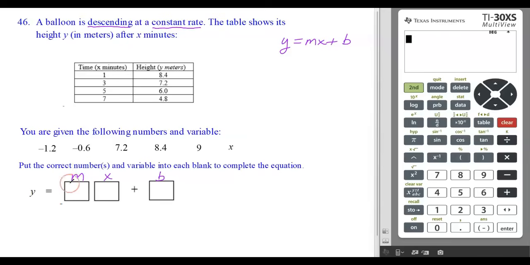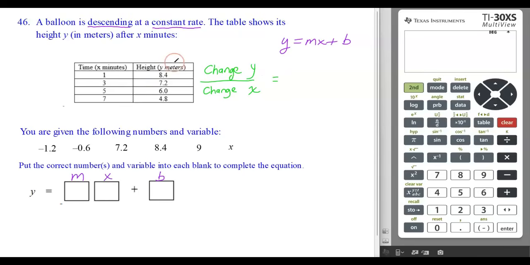So let me show you how to calculate this m right here from this equation. And really what m is, it's telling us how many meters the balloon goes down in 1 minute. That's really what I'm trying to figure out. And you need to remember that when you're dealing with that concept, it's the change in y over the change in x. This is kind of the definition of slope.